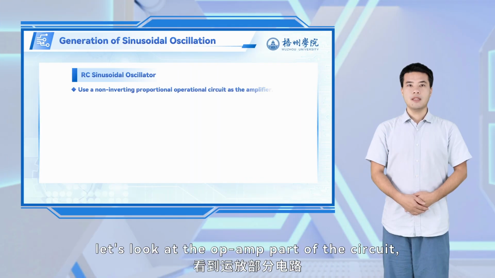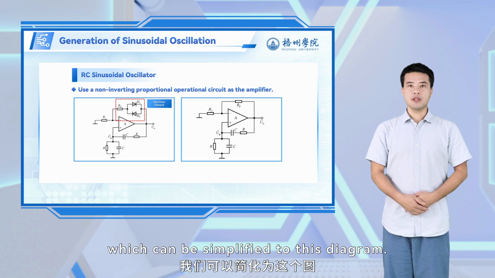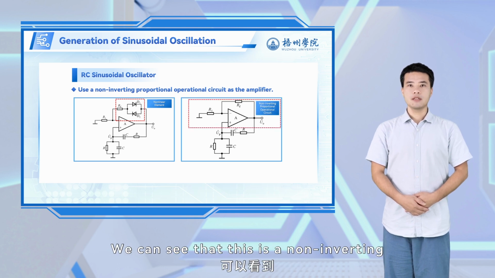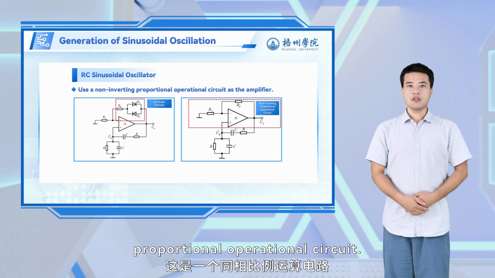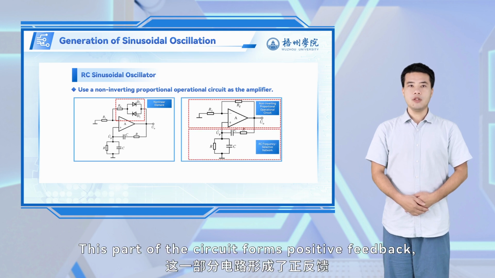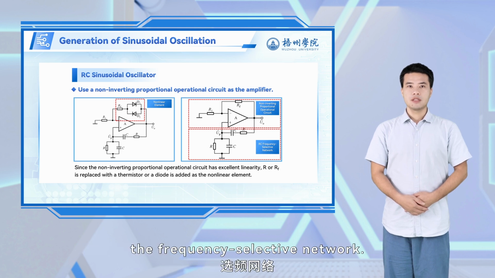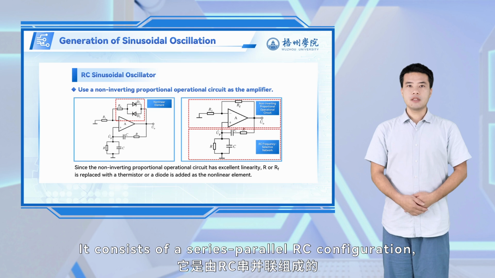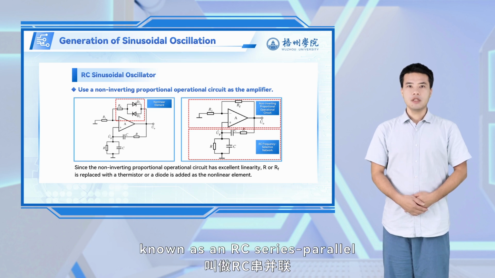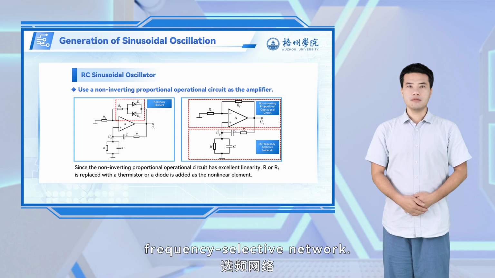First, let's look at the op-amp part of the circuit, which can be simplified to this diagram. We can see that this is a non-inverting proportional operational circuit. This part of the circuit forms positive feedback, which is what we call the frequency-selective network. It consists of a series parallel RC configuration, known as an RC series parallel frequency-selective network.